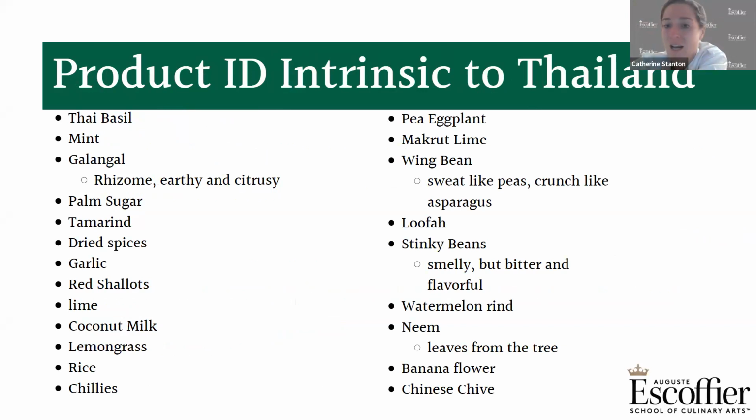Galangal, which we talked about, ginger's cousin, palm sugar. Palm sugar is very different compared to, you know, when we think about refined white sugar. It's going to have deeper color. It has caramel notes, molasses-like notes. So this brings depth of flavor to dishes as well. And of course, tamarind. Lots of dried spices, red shallots, which are really important.